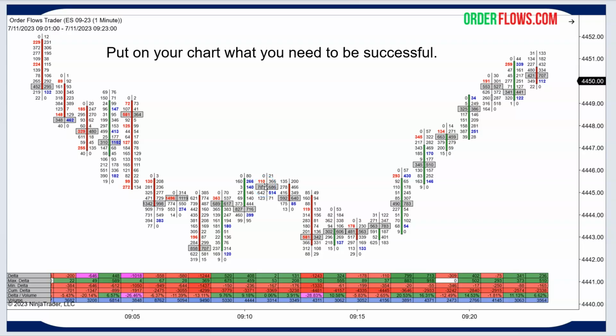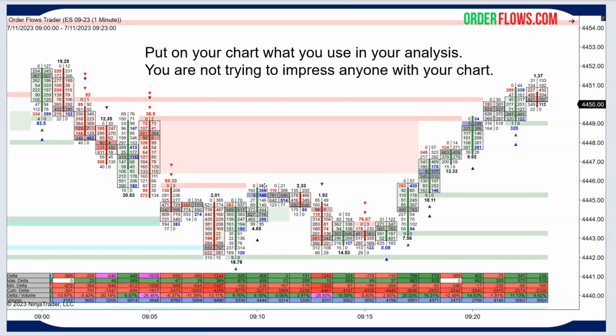Now, there's software like my Order Flows Trader software where you could take it a step further. You can see the value areas. You can see areas where price was exhausted. You can see areas of thin volume in the bars. You can see areas where the market ran away from.